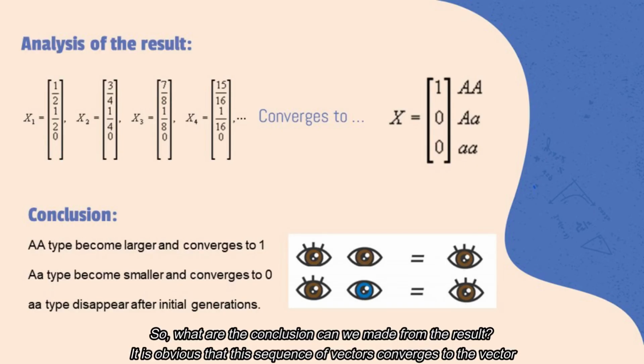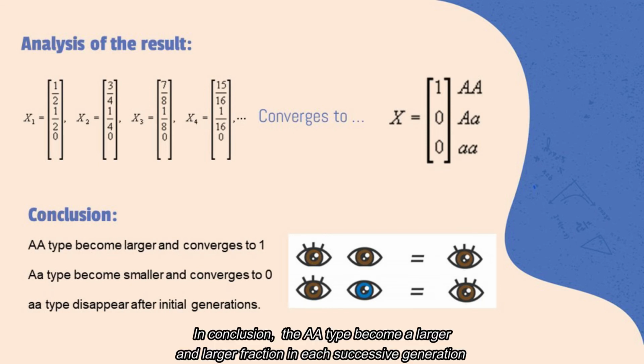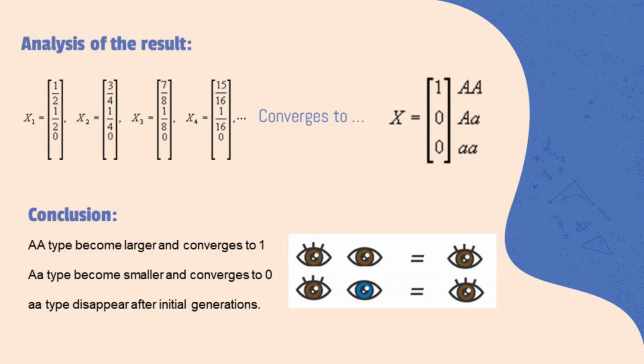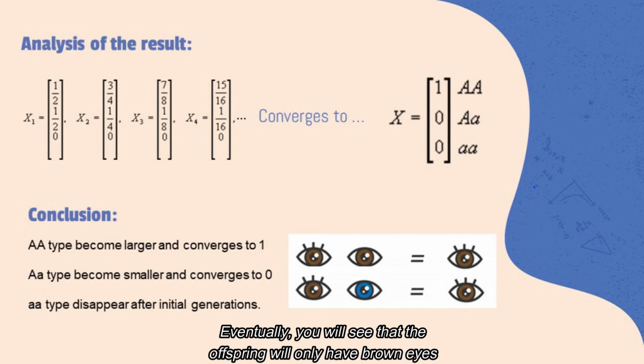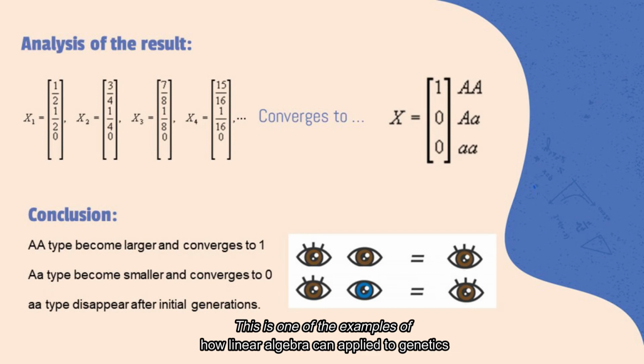So, what conclusion can be made from the result? It is obvious that this sequence of vectors converges to the vector x equals 1, 0, and 0. In conclusion, the AA type becomes a larger and larger fraction in each successive generation, contrasting to the Aa type that becomes a smaller and smaller fraction. The aa type disappears after the initial generation. Eventually, you will see that the offspring will only have brown eyes in this model for crossing offspring with a dominant animal. This is one of the examples of how linear algebra can apply to genetics.